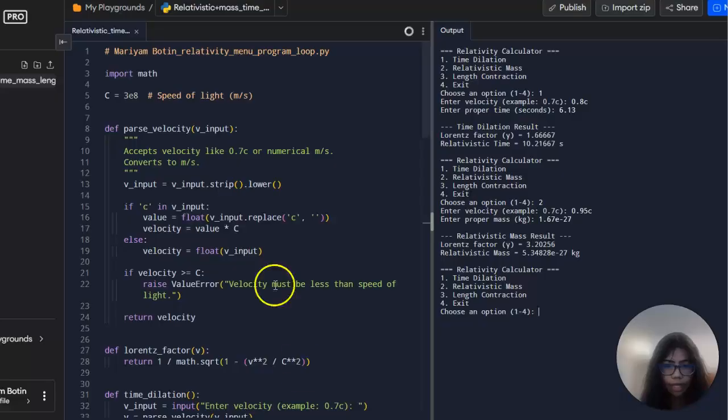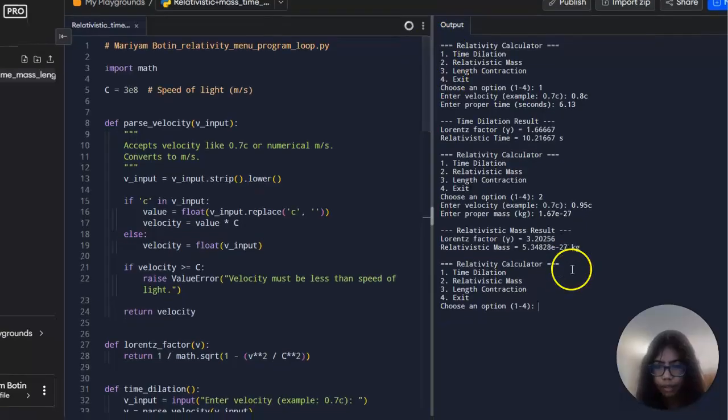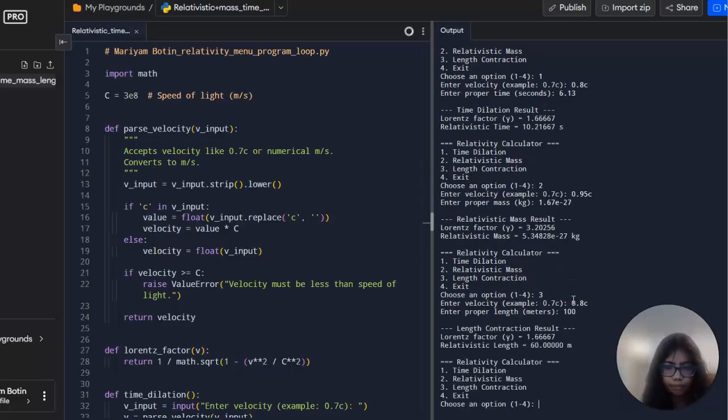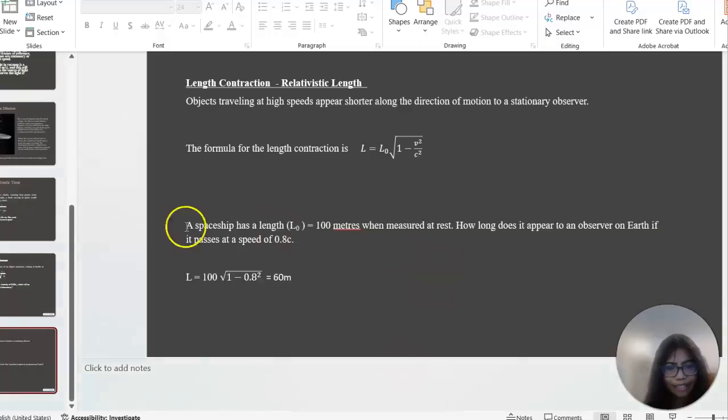I'll open the program again, and then I'll put option 3 for length contraction. Enter velocity, 0.8 c, and the proper length, 100 meters. Now the answer shows 60 meters. Same answer as my slide right here.